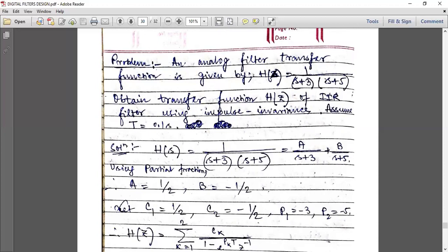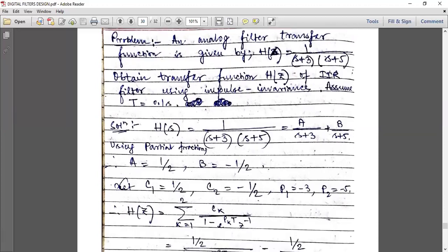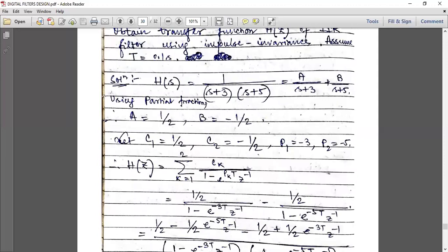Now I'm taking C1 equal to half, C2 equal to minus half, P1 equal to minus 3, and P2 equal to minus 5. Now, what is H(z) for the impulse invariance method? It is the summation for k equal to 1 to 2 of C_k by (1 minus e to the power P_k T z to the power minus 1). Here k is 1 to 2 because there are two terms, C1 and C2. C1 is half, C2 is minus half. We have just replaced the values.